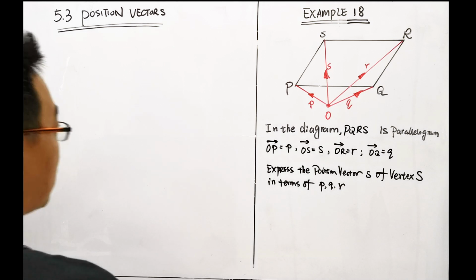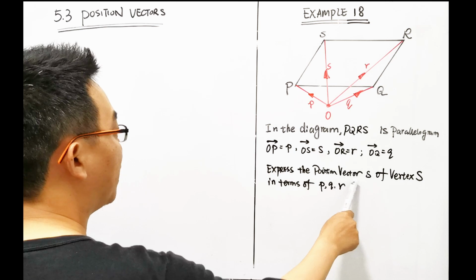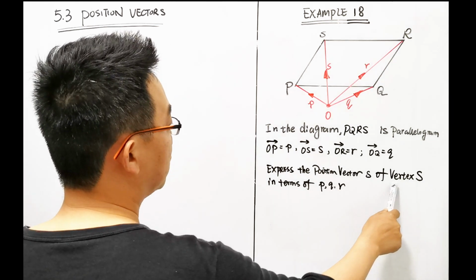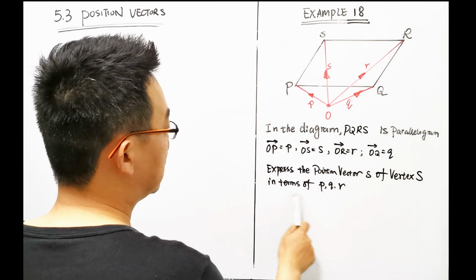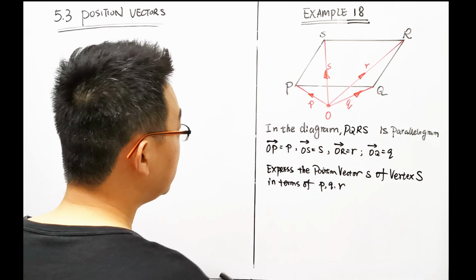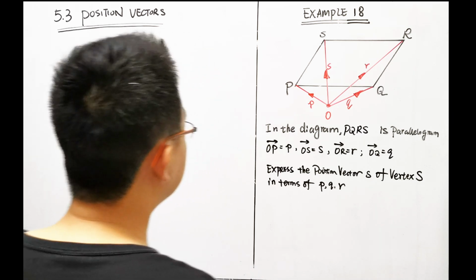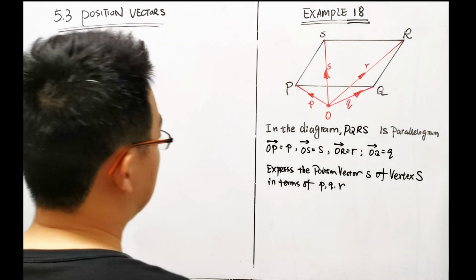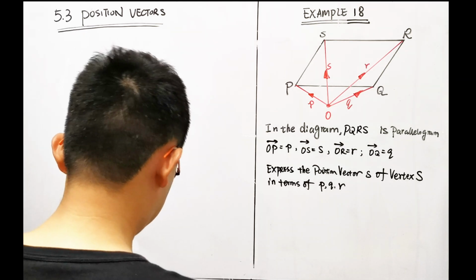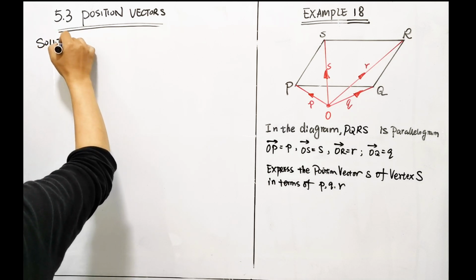So what's the question? The question is: express the position vector S of the vertex S in terms of P, Q, R. So to represent this OS, use P, Q, R. How do we represent the position vector OS in terms of P, Q, R? Let's look at the solution here.